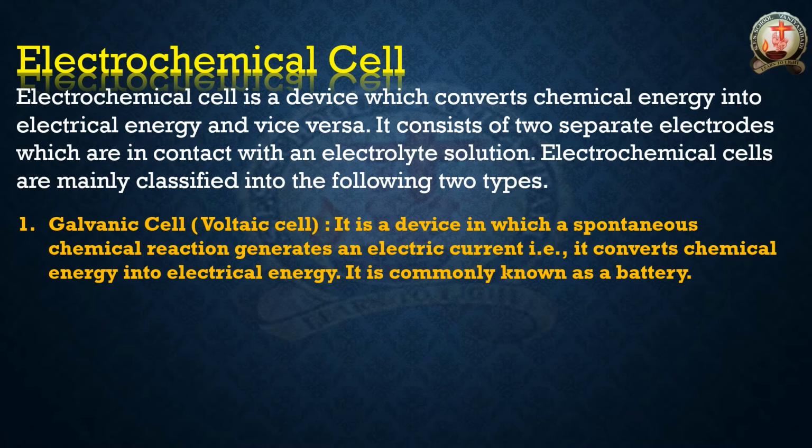The first type is the galvanic cell or voltaic cell. It is a device whose spontaneous chemical reaction generates an electric current. It converts chemical energy into electrical energy. These are commonly known as batteries, what we use in home appliances. The battery is the best example of a galvanic or voltaic cell. Don't get confused: galvanic and voltaic cells are the same type of working process. Sometimes they ask you to explain the galvanic cell, sometimes the voltaic cell, but the meaning is the same.